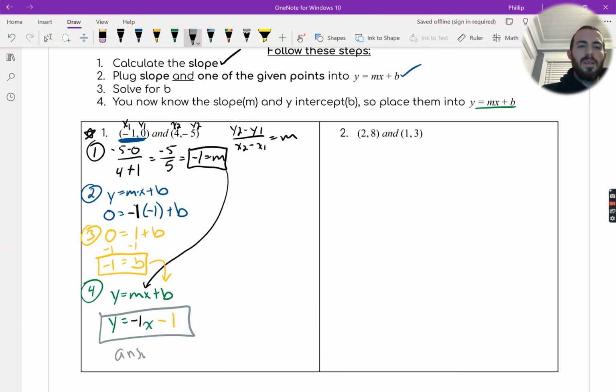So that is our answer. If we graph this line, it is going to include these 2 points up here that we started with.